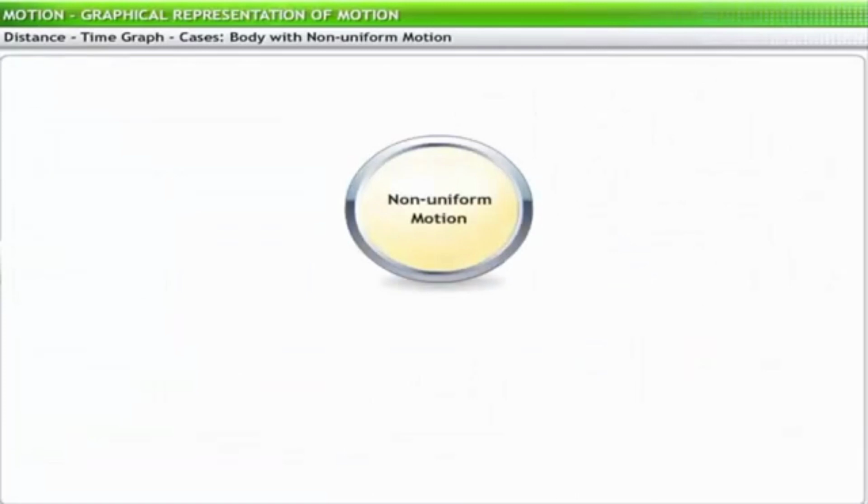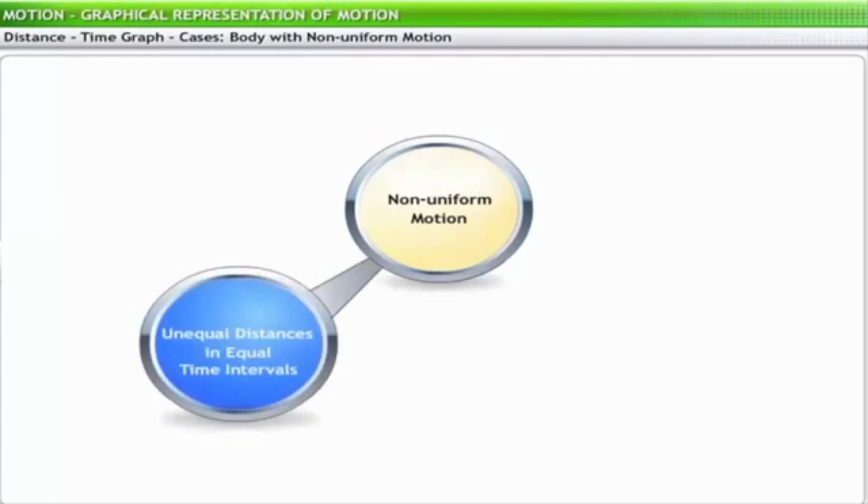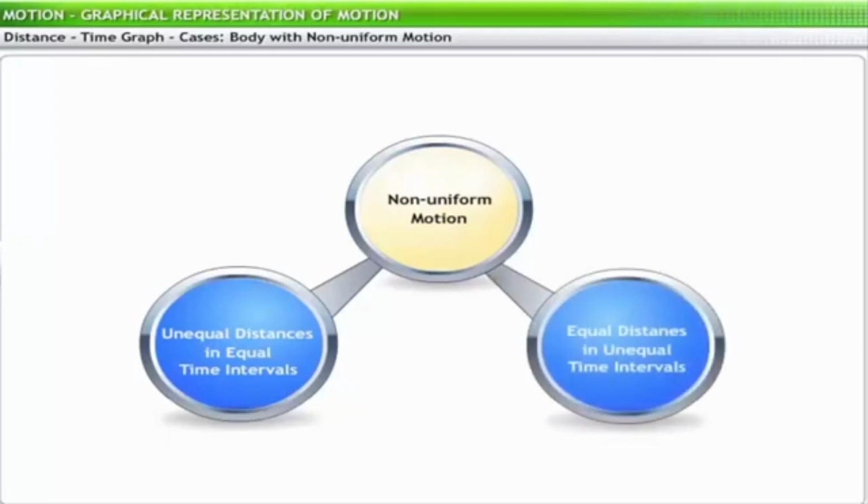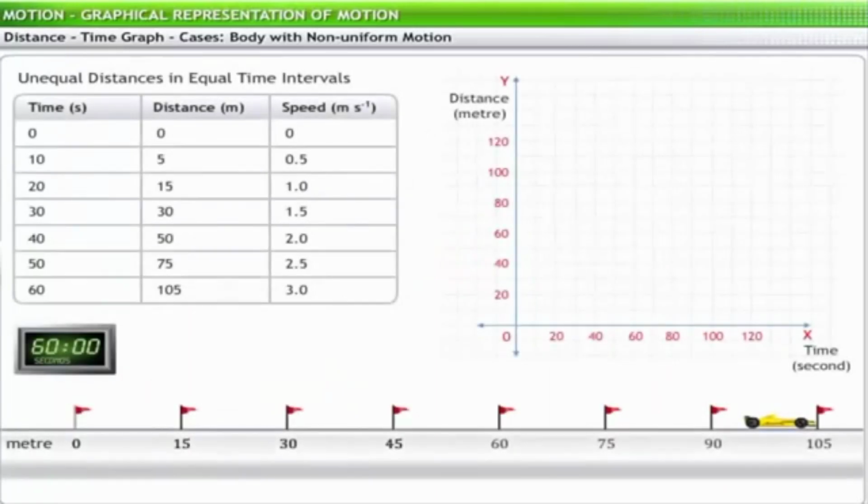When a body exhibits non-uniform motion, it travels either unequal distances in equal intervals of time or equal distances in unequal intervals of time. For example, the table gives the position of a body at different instances of time. When we plot the distance time graph for the data given, we observe that the distance time graph for a body having non-uniform motion is a curve. Let's analyze this data further.